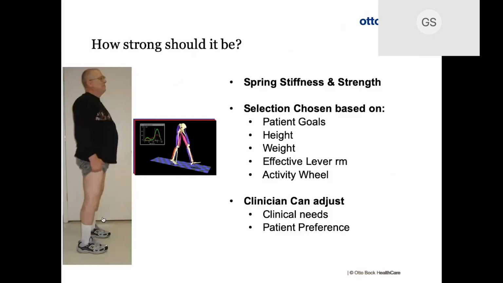So how should you choose the different spring stiffnesses? Well, they're based on: what are your patient goals? What is their height, their weight? What is the effective lever arm? And then using the activity wheel developed by Ottobock, you can choose with the patient what the spring stiffness should be. Of course, the clinician always reserves the right to look at the clinical needs of the patient long-term, then the patient preference for their different types of activities.